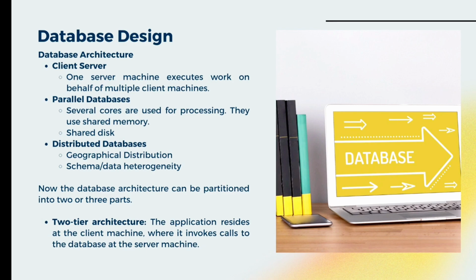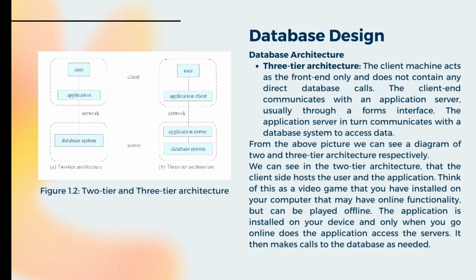Now the database architecture can be partitioned into 2 or 3 parts. Two-tier architecture: the application resides at the client machine, where it invokes calls to the database at the server machine. Three-tier architecture: the client machine acts as the frontend only and does not contain any direct database calls. The client end communicates with an application server, usually through a forms interface. The application server in turn communicates with a database system to access data.